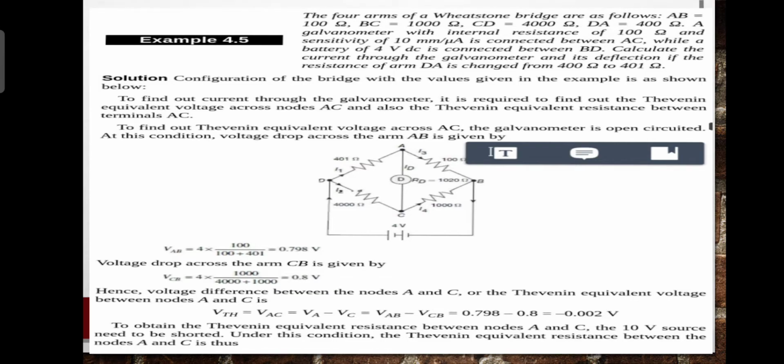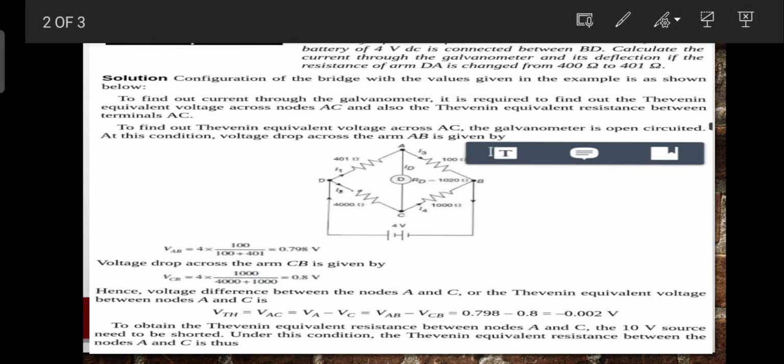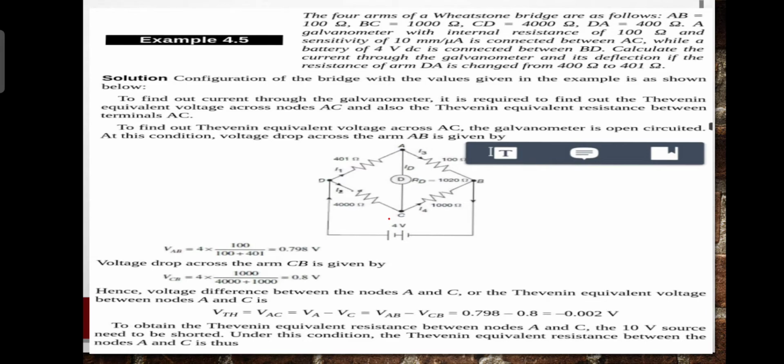So here the arms of the Wheatstone bridge are as follows: AB is equal to 100 ohm, BC is equal to 1000 ohm, CD is equal to 4000 ohm, and DA is equal to 400 ohm. A galvanometer with an internal resistance of 100 ohm and a sensitivity of 10 millimeter per microampere is connected between points A and C, while a battery of 4 volt is connected between B and D.